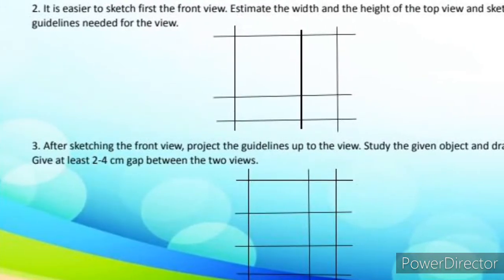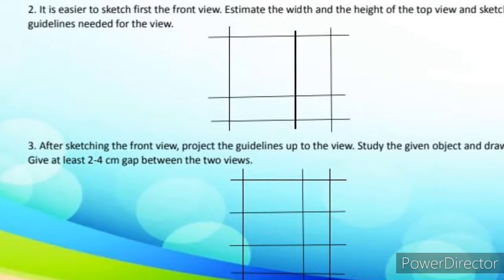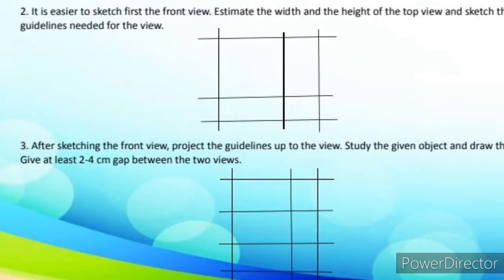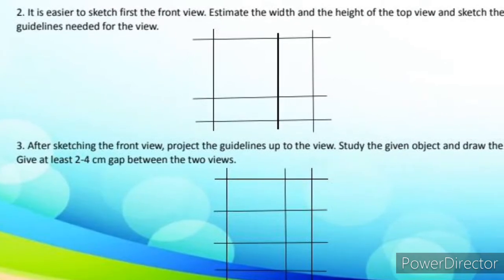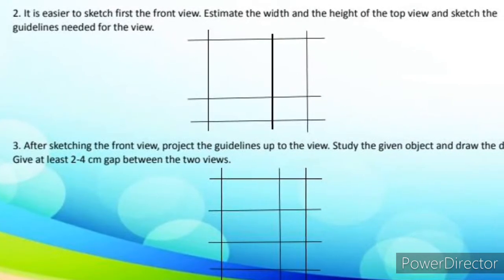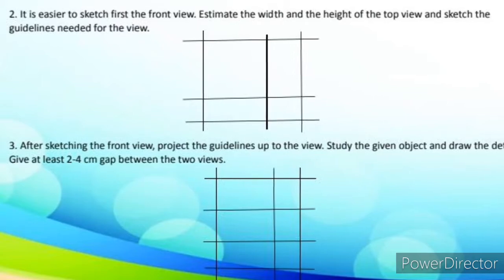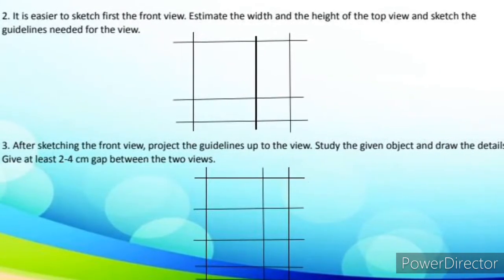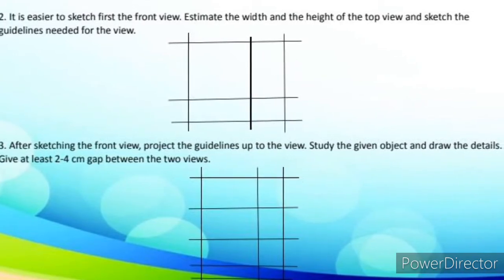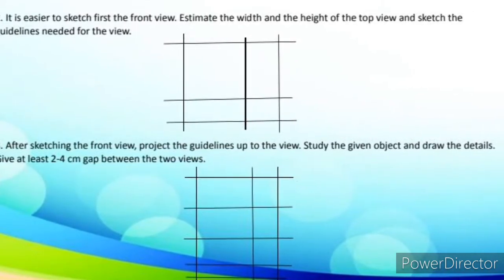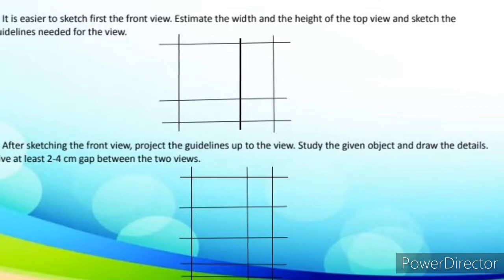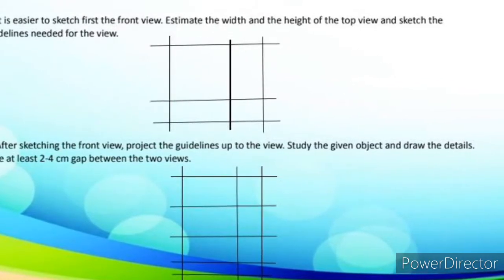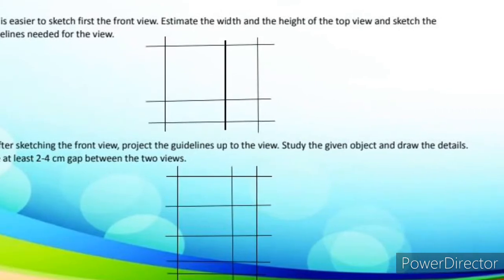2. It is easy to sketch first the front view. Estimate the width and the length of the top view and sketch the guidelines needed from the view. 3. After sketching the front view, project the guidelines up to the top view, study the given object, and draw the details. Give at least 2 or 4 cm gap between the two views.